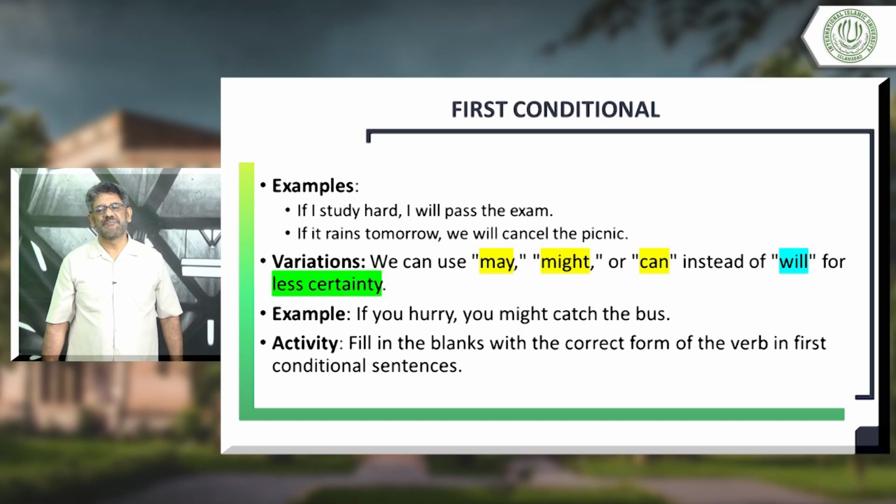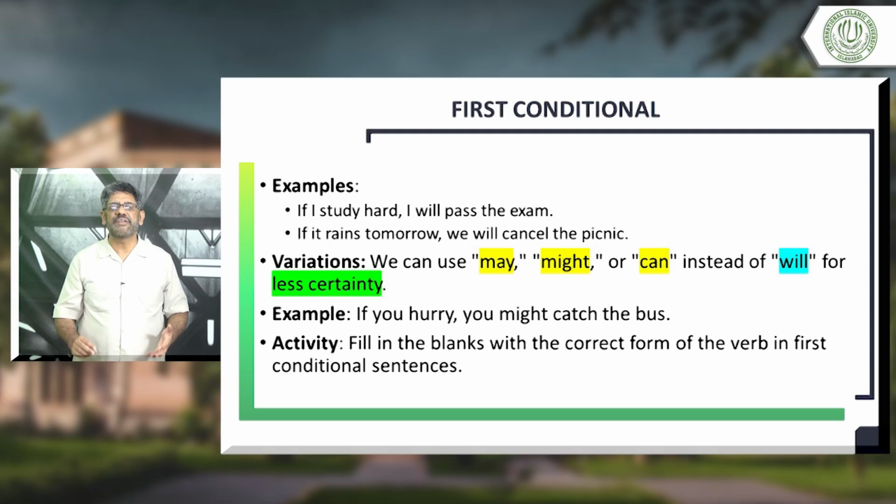Variations. Now this is important. We can use may, might or can instead of will for less certainty, for less surety. Example, if you hurry, you might catch the bus. Now this meaning gets a little different. There is less certainty here. Let's say it's 50-50 or something like this, or even less than that. You might catch the train.